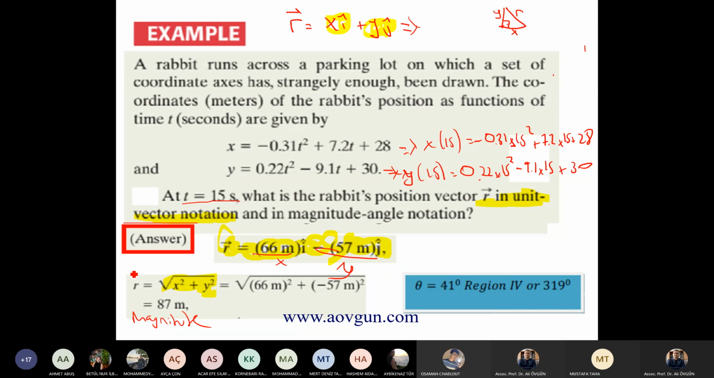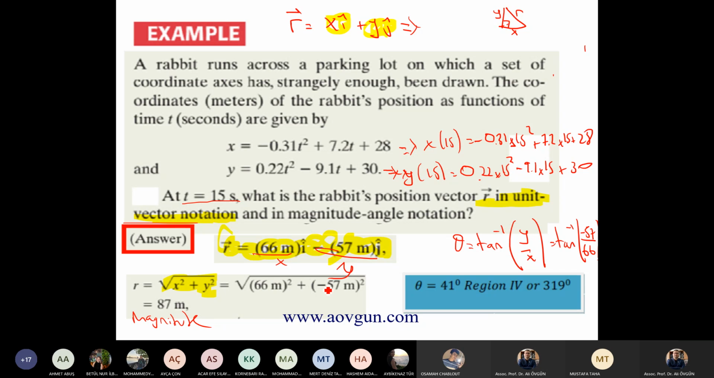And then you must find angle notation. So direction, how can you find it? You must use theta is equal to tangent inverse, y over x. What is the y? y is minus 57. What is the x? 66. And then by using calculator, you can find it. But here you must be careful, because when you use calculator, you will find 41.